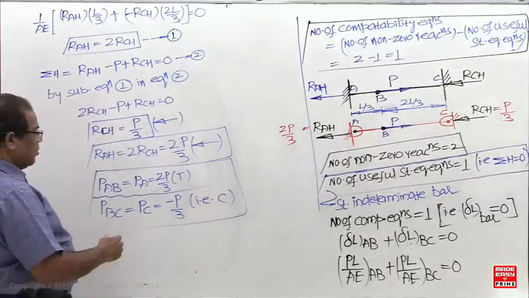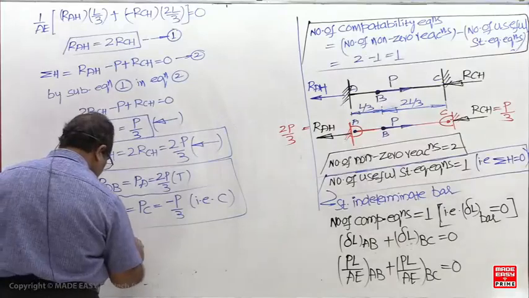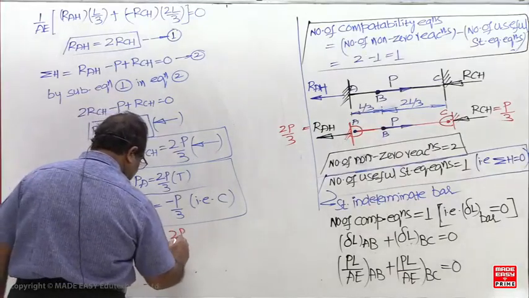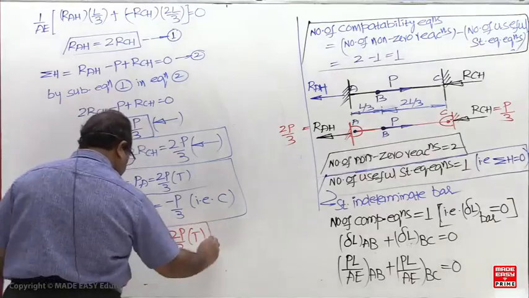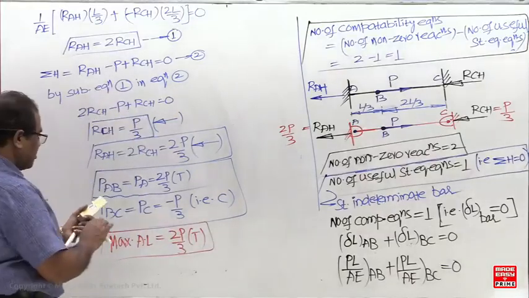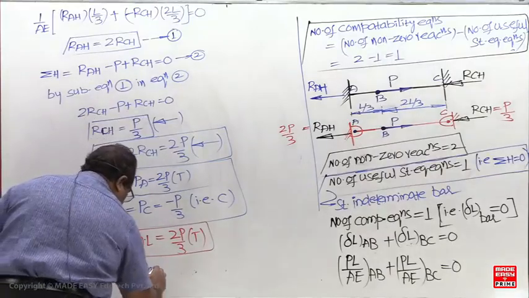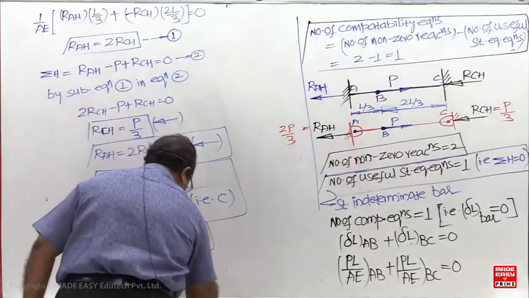So which one is the maximum load now? What is the maximum axial load? 2P by 3 tensile. It is a prismatic member. What is the maximum stress now? Maximum axial stress.